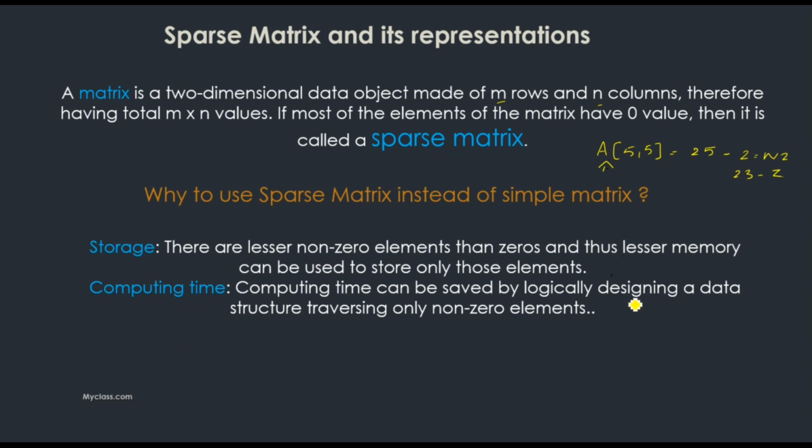We can save it by logically designing a data structure traversing only non-zero elements. We can create a sparse matrix. We can represent a sparse matrix in another data structure that contains only the non-zero values and their specifications.